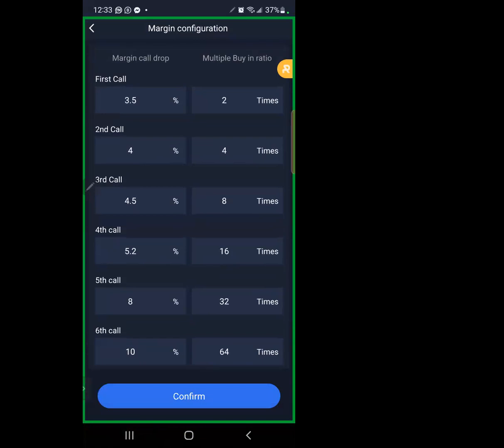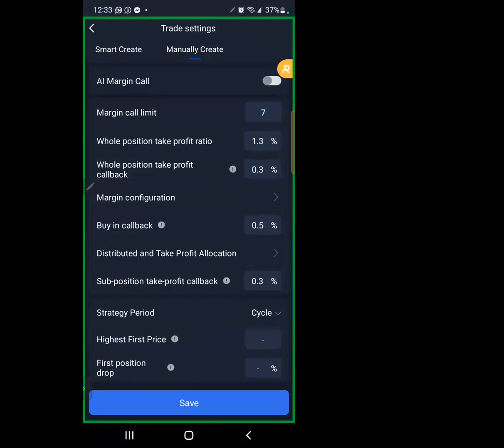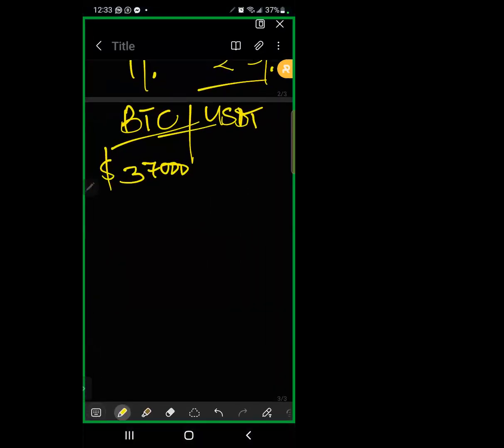But there is a buy-in callback of 0.5. By default, the robot has 0.5 buy-in callback. For me, I usually put 0.2 or 0.3, not 0.5. Now, let me show you. What is a buy-in callback and how does it affect trading?